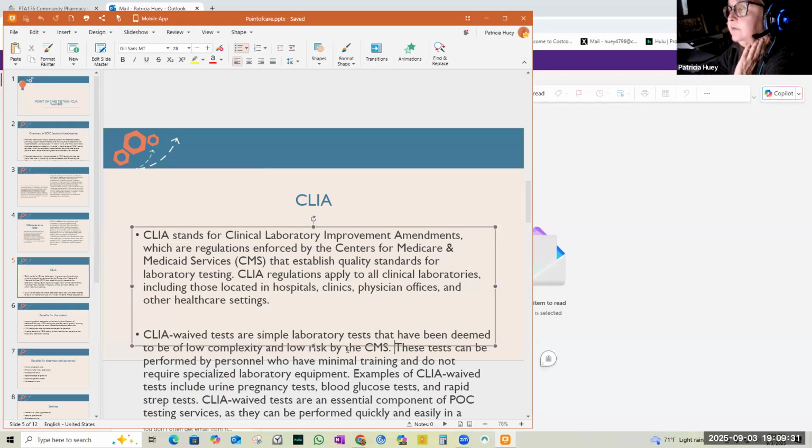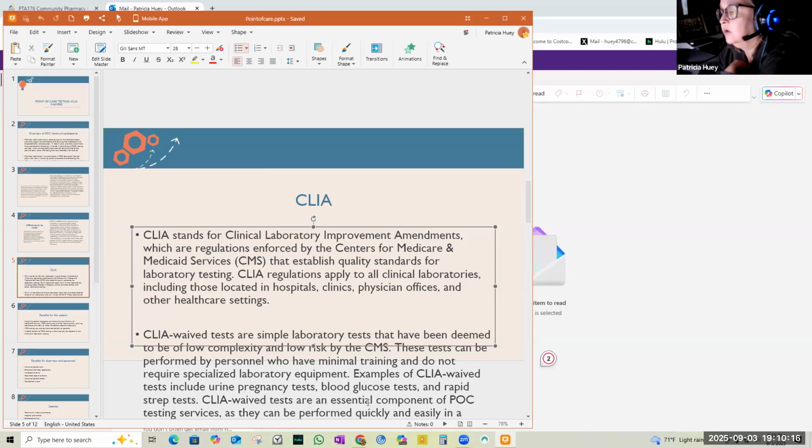The CLIA waived tests are simple laboratory tests that have been deemed to be of low complexity and low risk by the CMS. So something that might be a little bit more time consuming or have higher or medium complexity, as in it takes a little bit more education, skills and so forth, will not be allowed to be done because they do monitor that. These tests can be performed by personnel who have minimal training and do not require specialized laboratory equipment. Examples of these kinds of tests include urine pregnancy tests, blood glucose tests, and rapid strep tests.